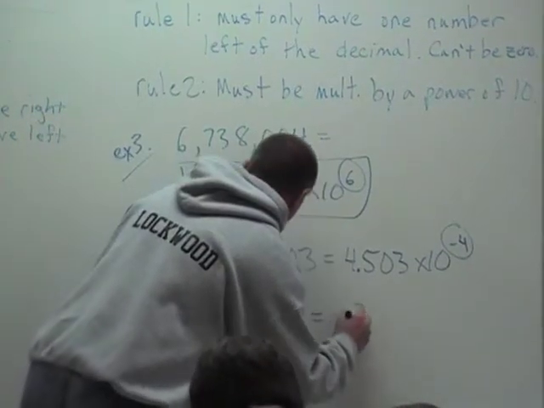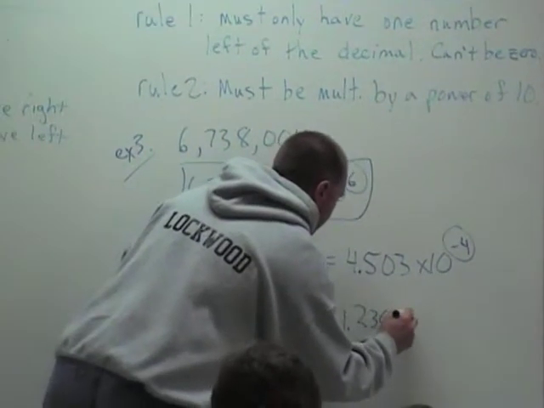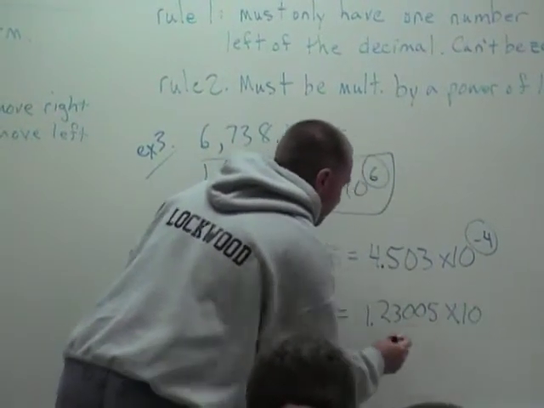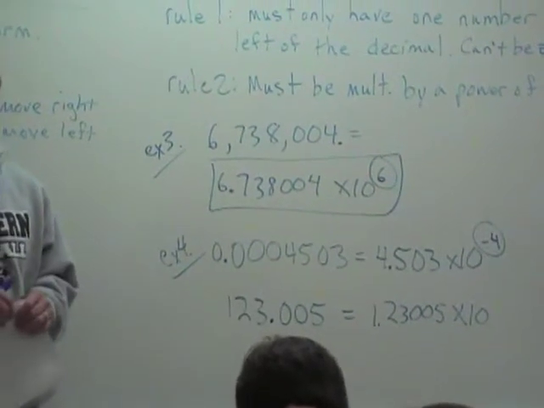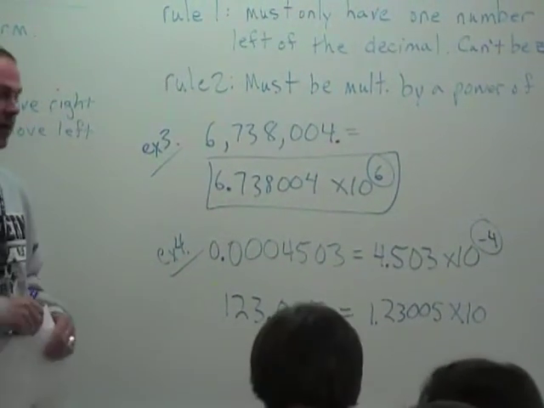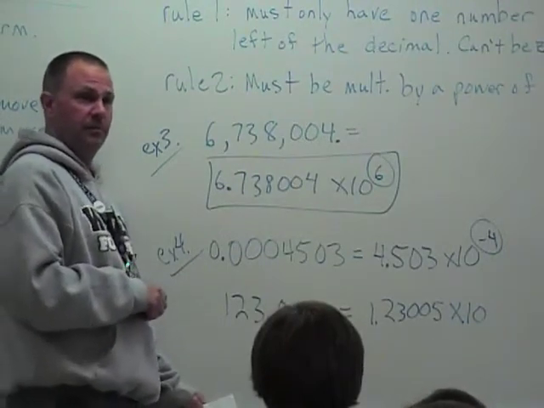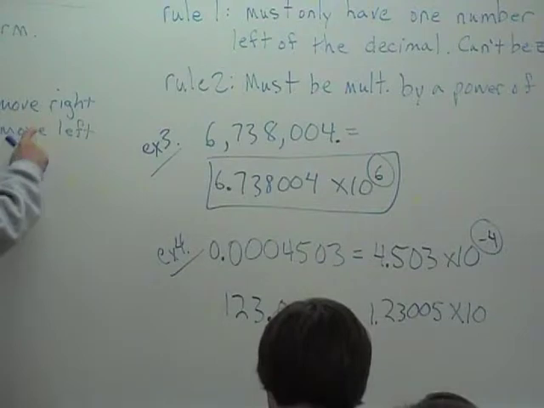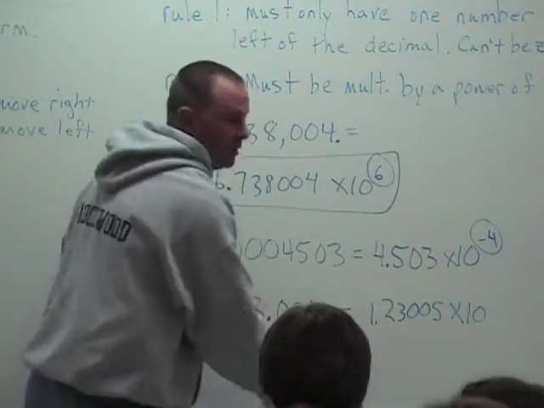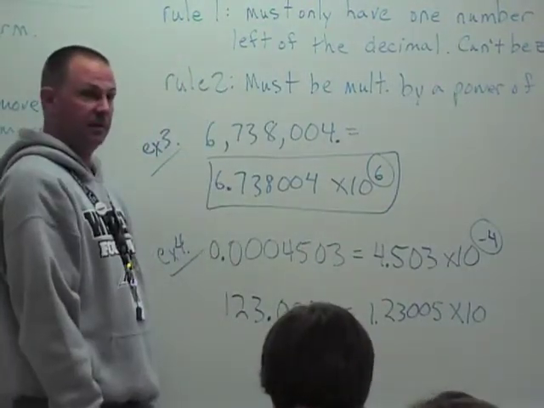So this is 1.23005. And we got to multiply by a power of 10. Anna? Times 10 to the power. To the 5th power? Positive 5? Yes. Positive 5 means what? Means that decimal is going to move back to the right 5 places.